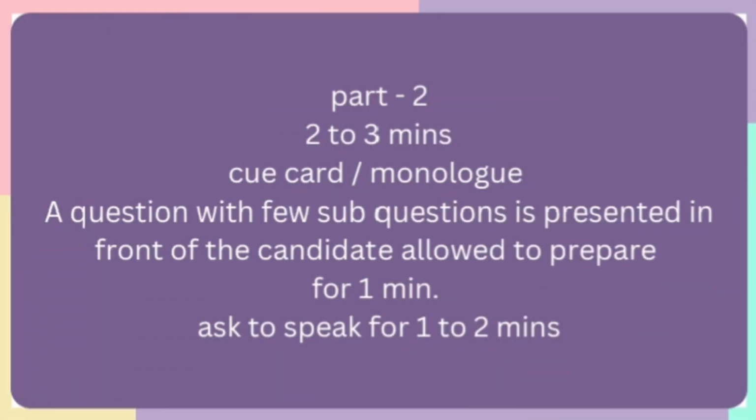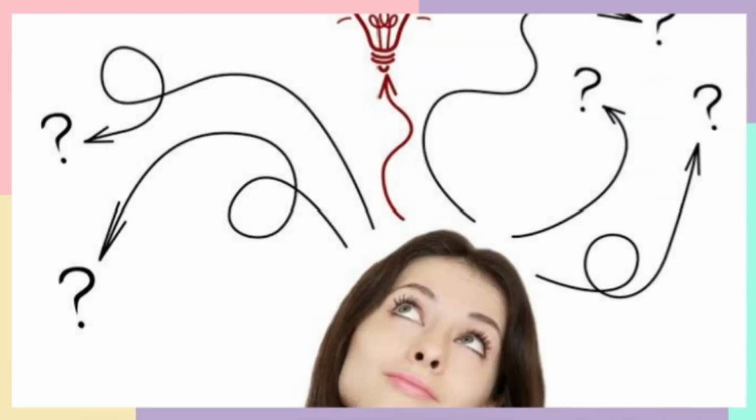Part 2 of the examination, which lasts almost 2 to 3 minutes, is a cue card round or a monologue. A question with a few sub-questions is presented in front of the candidate, who is allowed to prepare for 1 minute, where a paper and pen are provided. A person is asked to speak for at least 2 minutes after the preparation of 1 minute. A quick tip from my side: in order to ace the monologue, always try to learn how to draw mind maps for any kind of topic.